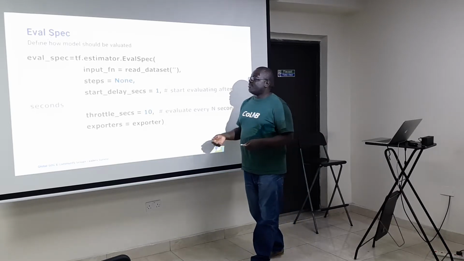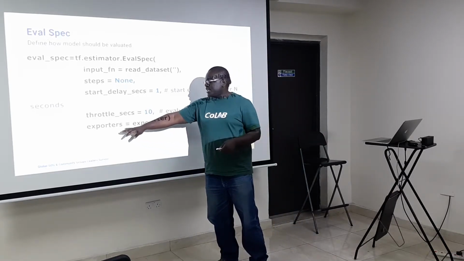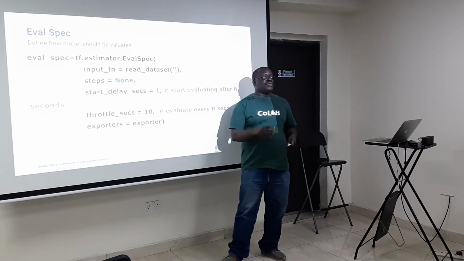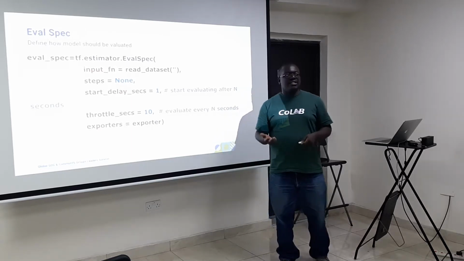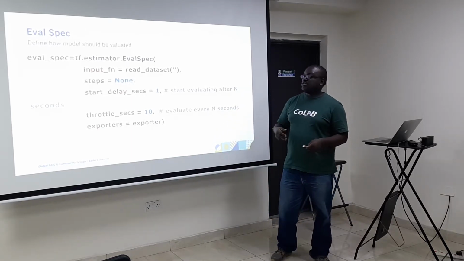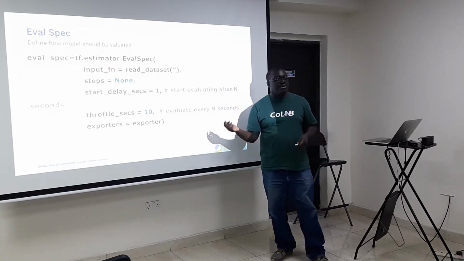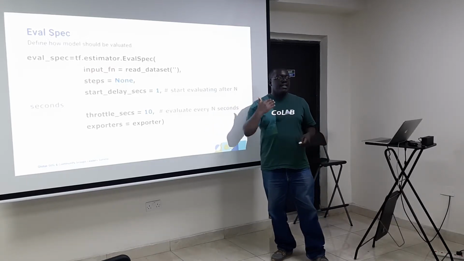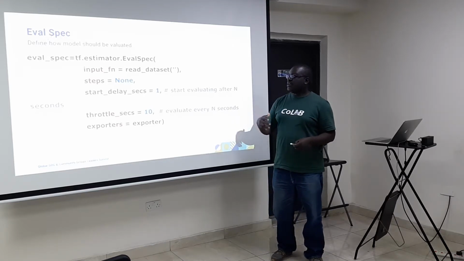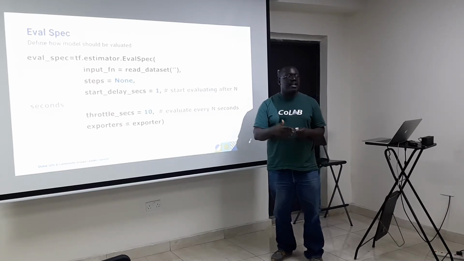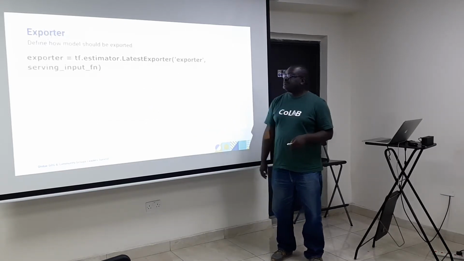And then we need to define something called an exporter. And what the exporter does is it gives us a saved model at the end of the day, which you're able to upload to Google Cloud Storage, and then from there create your deployment and point it at Google Cloud Storage.